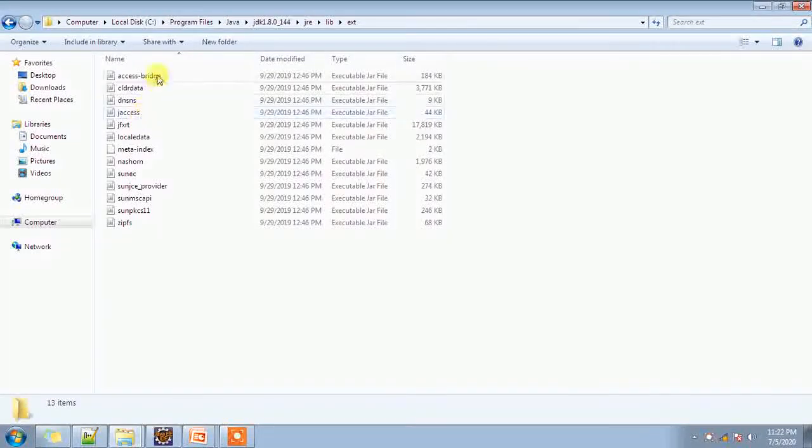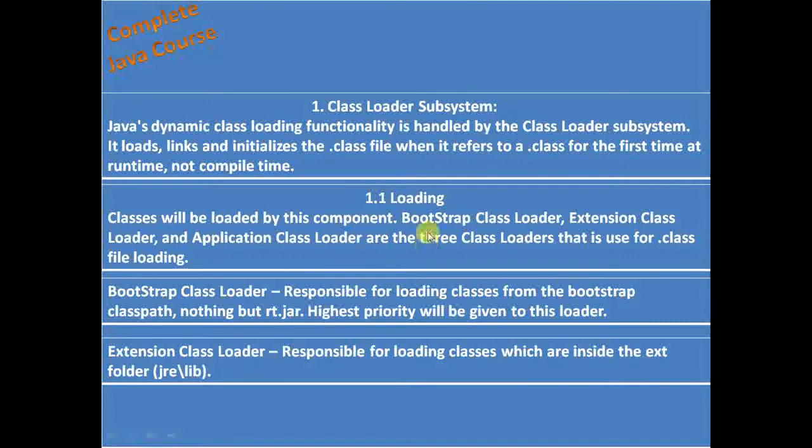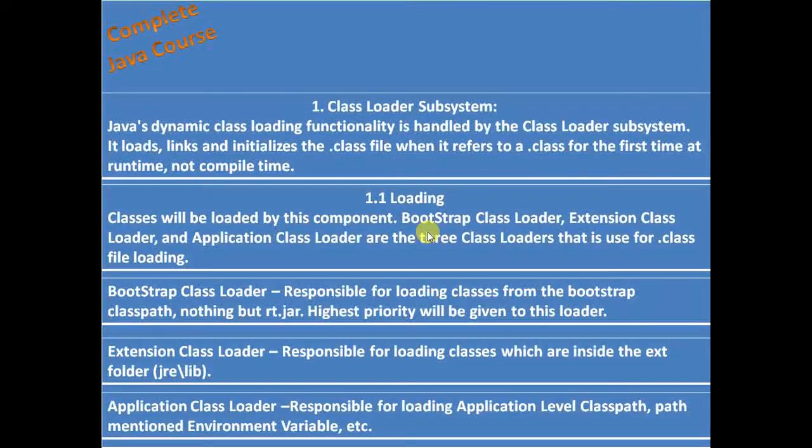Whatever class files or jars are available, these are the jars, and in these jars there are a lot of class files. These class files are loaded with the help of the extension class loader. Now the third one is the application class loader, responsible for loading the application-level classpath mentioned in the environment variables. Whatever classes we create, that .class file will be loaded by the application class loader.